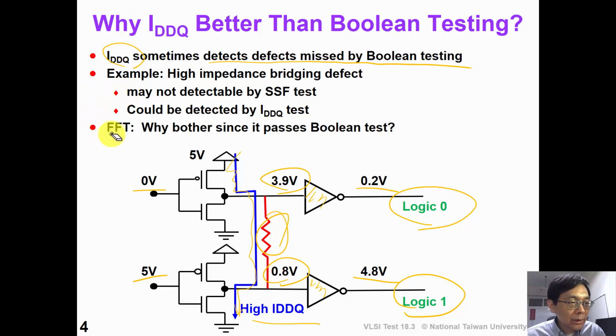But now, here is a good question, FFT for you. Since this circuit already passed Boolean testing, why do we bother to detect this defect? Please think about it.